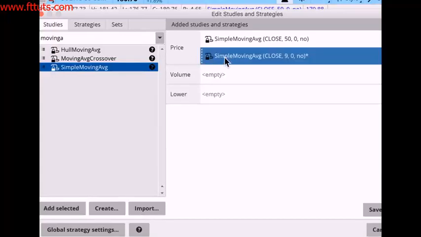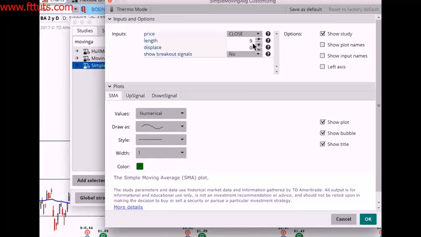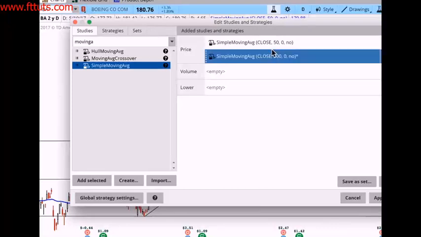Double click again. So this time I want to put in, for example, the 200 moving average, which is the long-term trend. Red with 2. Okay, so there we are.